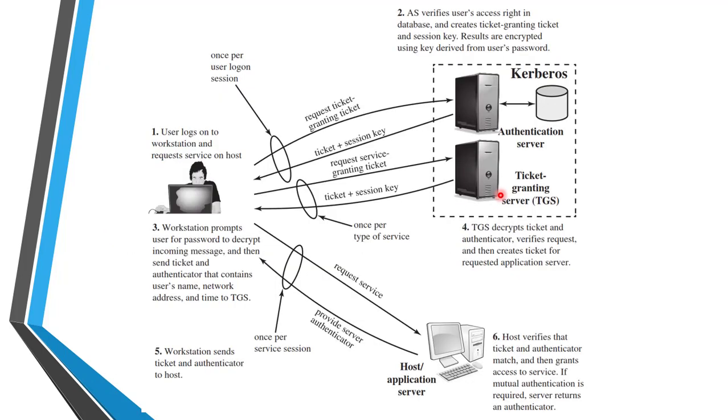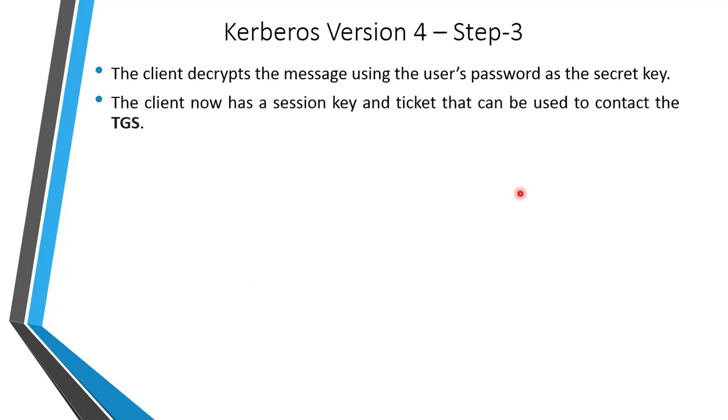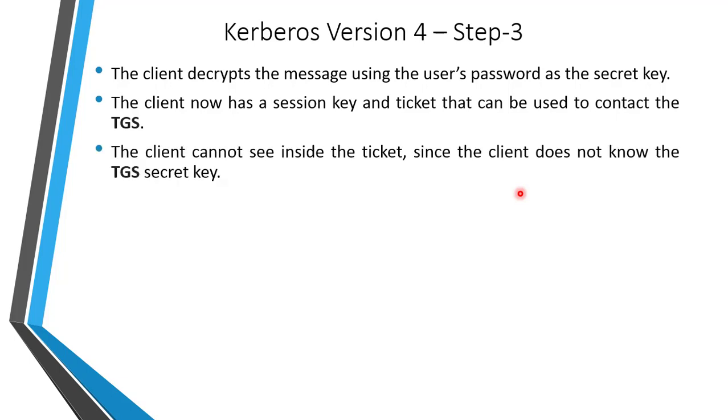Now the next step: the user now has a ticket of the TGS, so the user will request the service granting ticket from the TGS. The client decrypts the message using its password or secret key. Now the client has a session key shared between the client and the TGS and the ticket that can be used to contact the TGS. The client cannot see inside the ticket because the client does not know the TGS secret key.